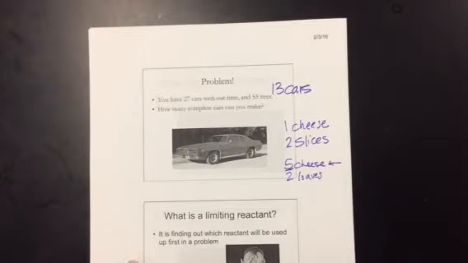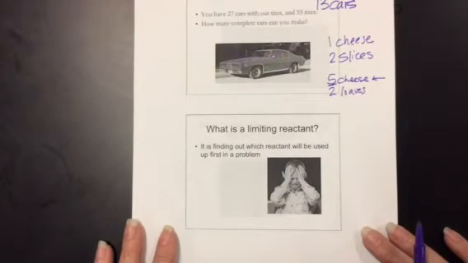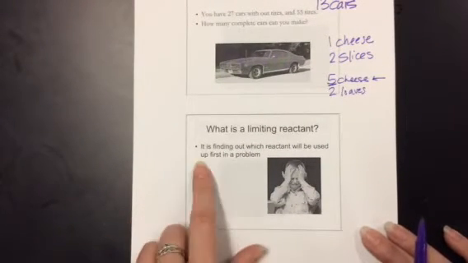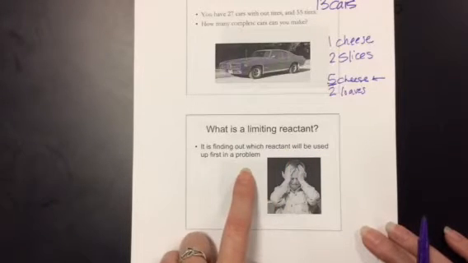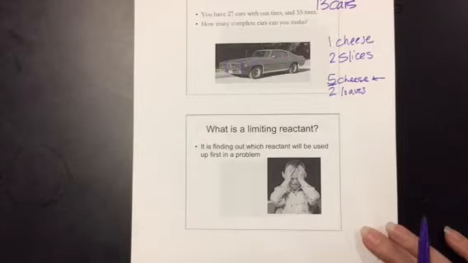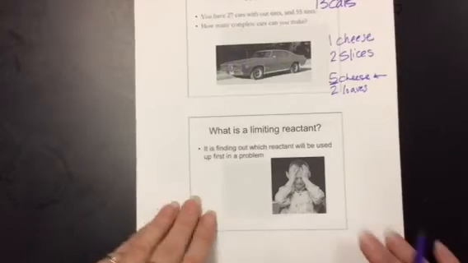So if your mom comes home from work and she says, oh, I bought more cheese, do you want another sandwich? You'd be able to put some more together. So with your limiting reactants, one of your reactants is going to run out. The other one is going to be in excess. So with your limiting reactant problems, it's finding out which reactant is used up first in a problem. If you need to write that down, you might want to pause the video for a second, write this down in your notes, and then go on when you're ready.